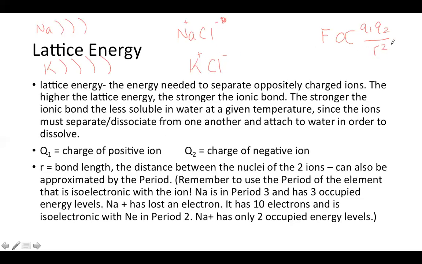Since this distance is going to be greater for KCl, this denominator term is greater, which causes this whole fraction to decrease. So the attractive force between potassium ion and chloride is less than that for sodium ion and chloride. That means that sodium chloride in this case would have a greater lattice energy than potassium chloride.